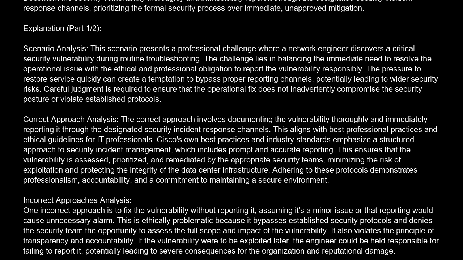The correct answer is C. Document the security vulnerability thoroughly and immediately report it through the designated security incident response channels, prioritizing the formal security process over immediate, unapproved mitigation.